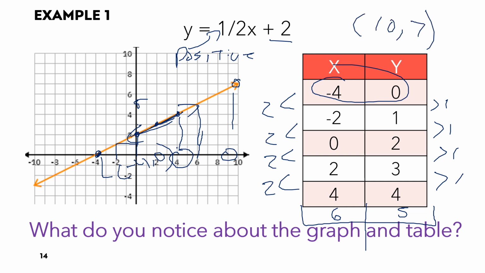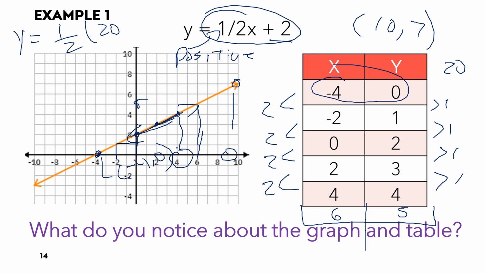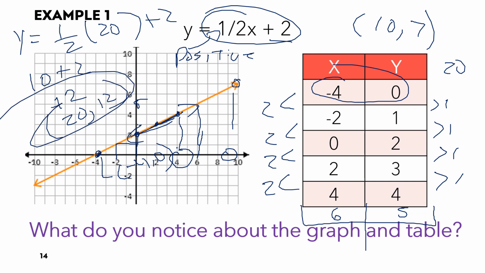If we wanted something like 20, we could use the equation y equals 1/2 times 20 plus 2. What's half of 20? That's right, 10. 10 plus 2 is 12. So we do know when x is 20, y is 12. That would be on the graph if we drew it out far enough, or if we took the table out far enough.